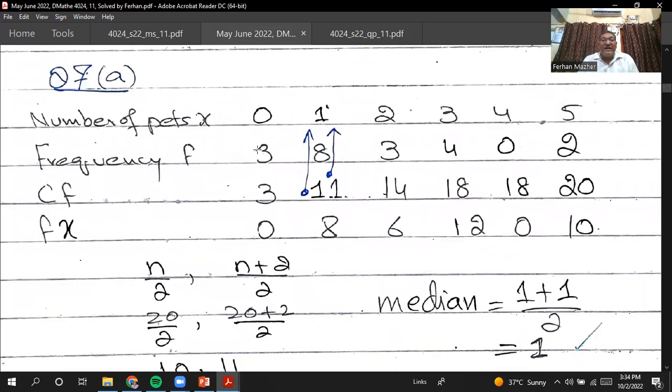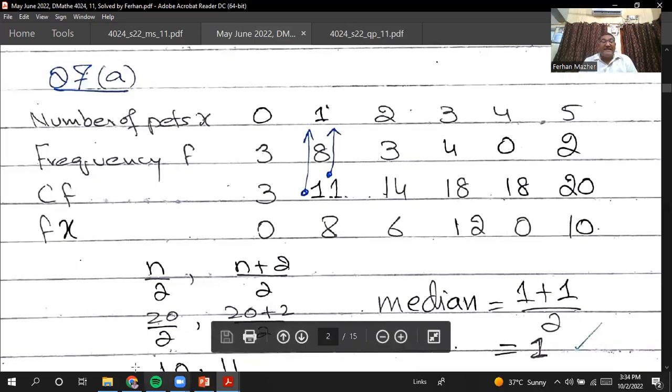Fx means the f and x are multiplied with each other. So 0 multiplied by 3 is 0. 1 multiplied by 8 is 8. 2 multiplied by 3 is 6. 3 multiplied by 4 is 12. 4 multiplied by 0 is 0. 5 multiplied by 2 is 10. So this is the fx.